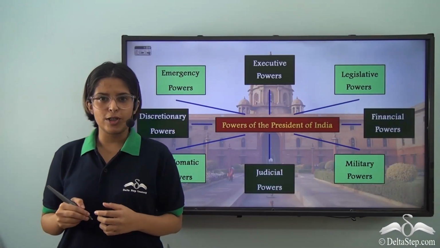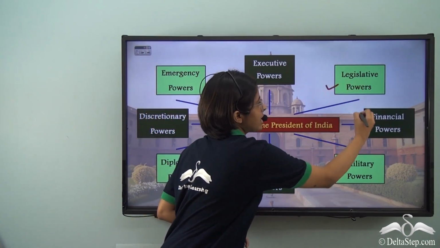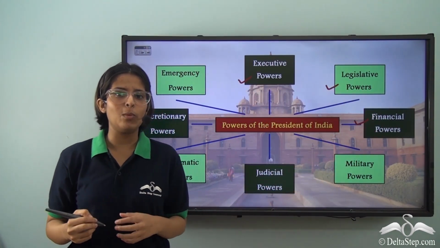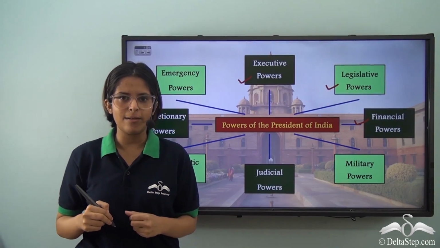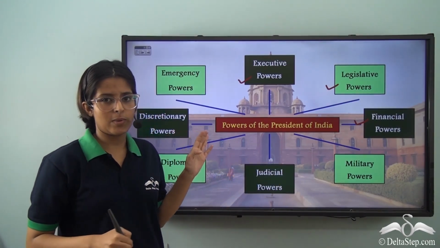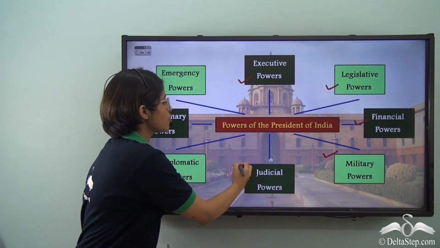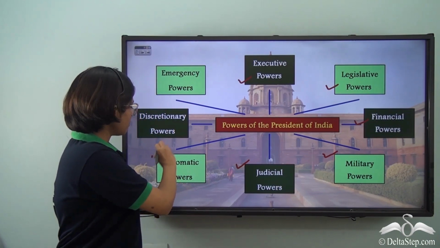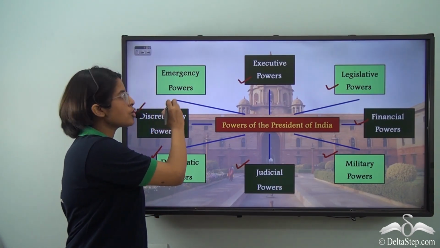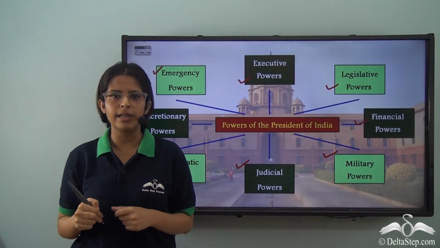In our previous video, we've talked about the executive, legislative and financial powers of the President of India. In this video, we're going to talk about the rest of the powers. So we'll be talking about the military powers, the judicial powers, the diplomatic powers, discretionary powers and the emergency powers of the President of India.